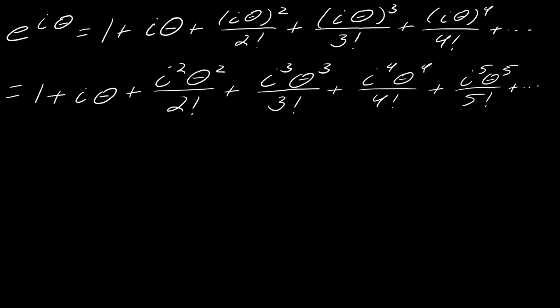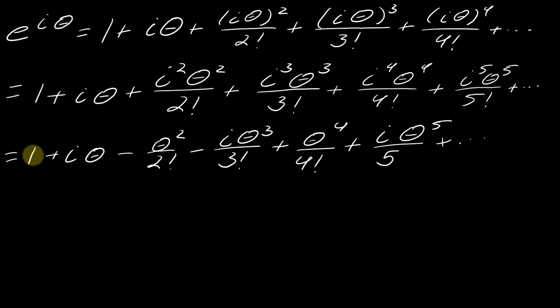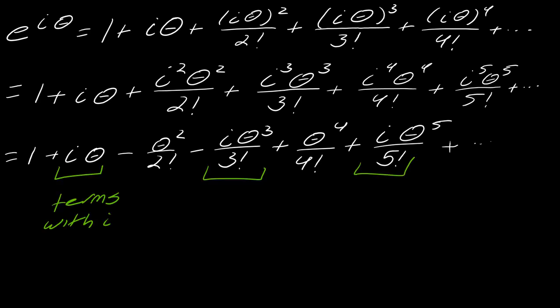So all these powers that I've written out, I can use what I know about powers of i to rewrite this. So now I've got 1 plus i theta minus theta squared over 2 factorial minus i theta cubed over 3 factorial, and so on and so forth. For Euler's identity, the first thing we notice now that we've simplified all these powers of i is that this series can be broken up into two different parts. We have the terms that have i's in them, and the terms that have no i's in them. And so we can just rearrange these.